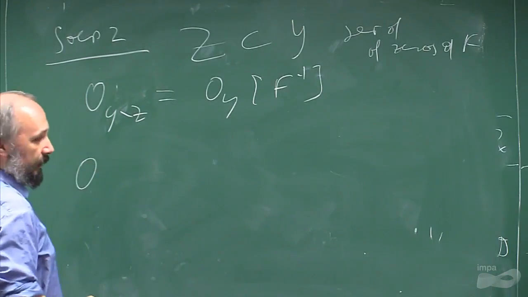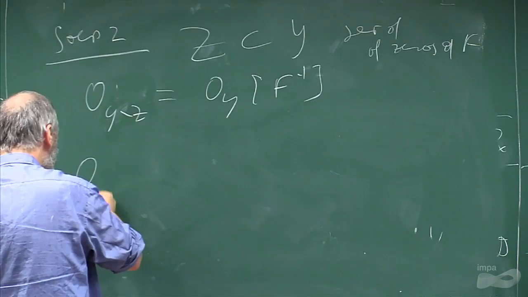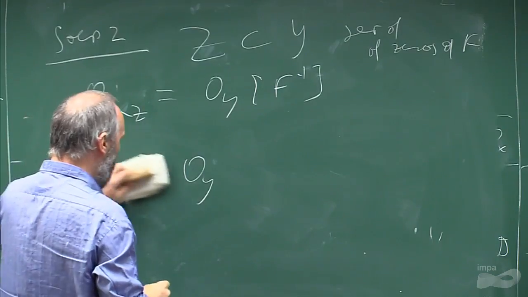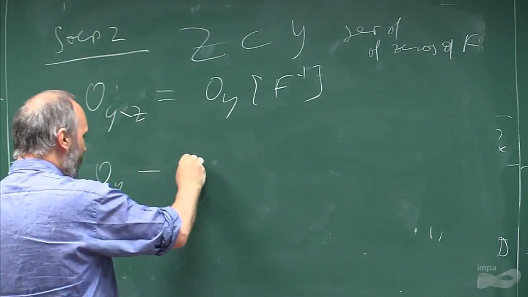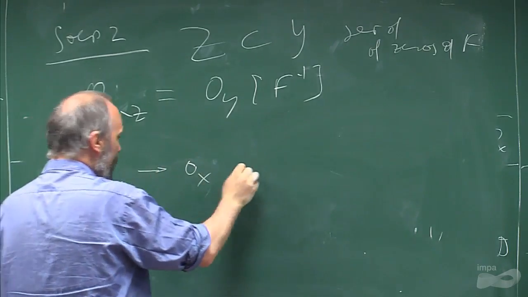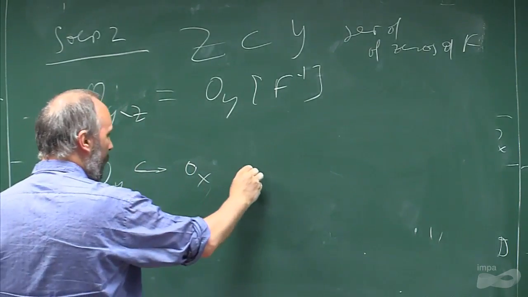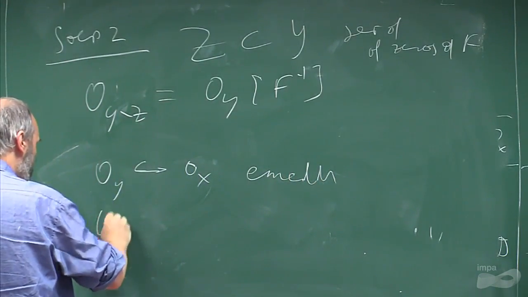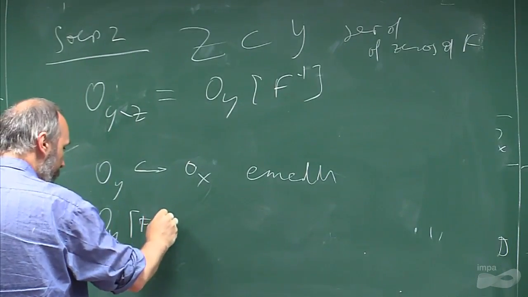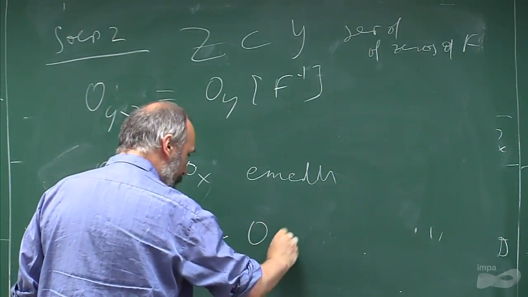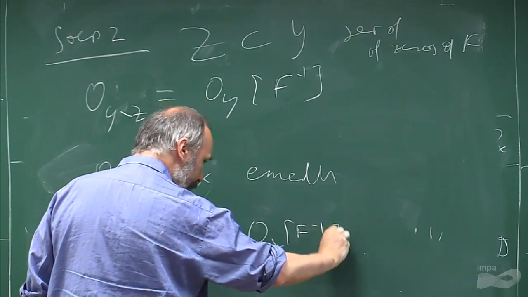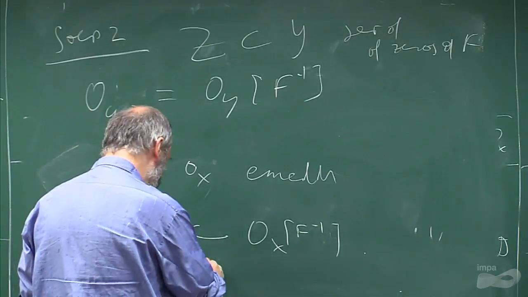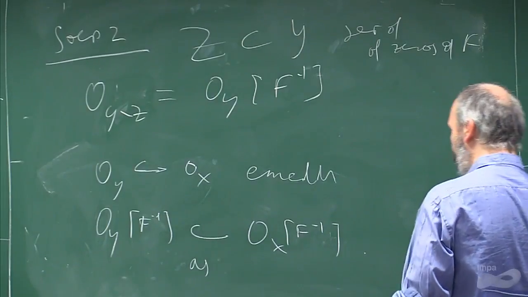Then we already know that since this is a dominant map, O_X goes to O_Y, oops, sorry, converse, O_Y goes to O_X, is an embedding. So the same is true of O_Y[f^-1] goes to O_X[f^-1], is also an embedding. These are two injective homomorphisms of rings, but then this is also surjective, as we just proved in step 1.